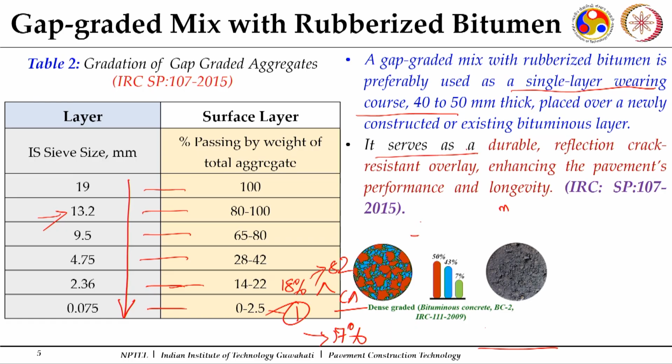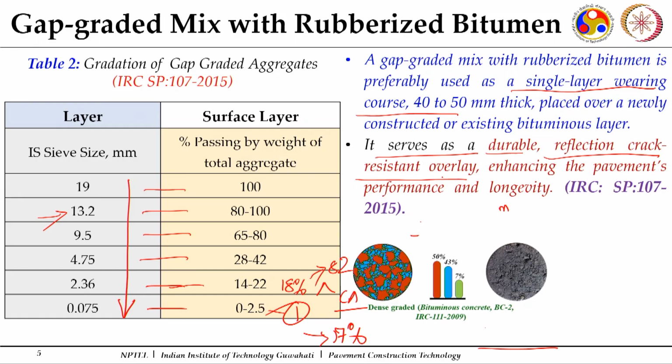And even if an existing surface has some minor cracks, in that particular case also we prefer to give it as a wearing course, so that the underlying cracks do not reappear on the top course. So, it acts as a reflection crack resistance overlay also. And finally, this helps to enhance the pavement's performance and longevity. So, this is a specific mix like stone matrix asphalt. This is a specific gap graded mix which is gap graded and having rubberized bitumen in it.